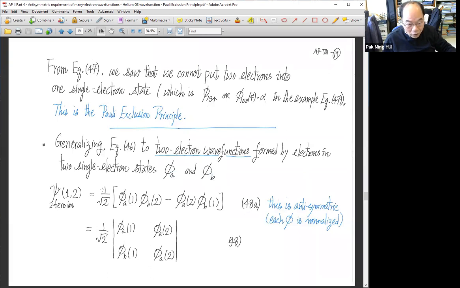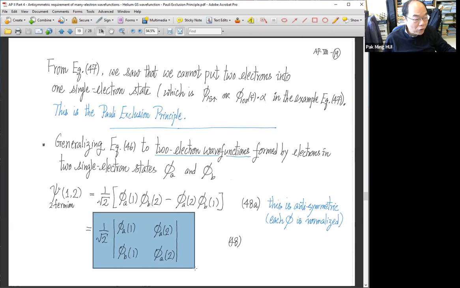Okay, and therefore, this will be automatically antisymmetric. The square root of 2 here is for normalization if each one of these single particle states is itself properly normalized. So this is the Slater determinant involving any two different single particle states A and B. So that is a generalization.